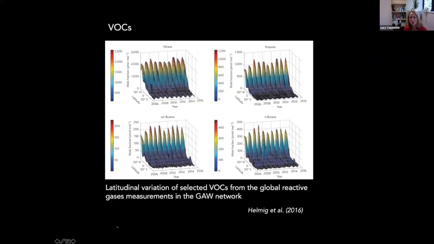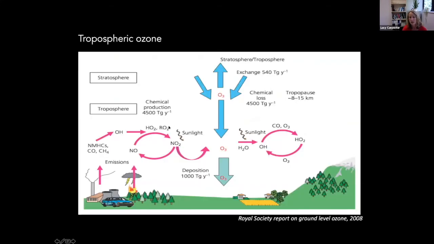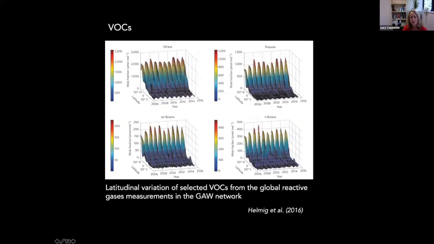So VOCs can comprise a whole load of different gases. We have the non-methane hydrocarbons, like you see here, ethane, propane, butanes. You can have oxygenated VOCs like acetone or ethanol, and many others as well. But for the non-methane hydrocarbons, their main sources are from fossil fuels. So you see quite a strong gradient between the northern hemisphere here and the southern hemisphere, where the concentrations are much lower. These graphs were put together by Detlev Helmig from a whole network of VOC measurements.